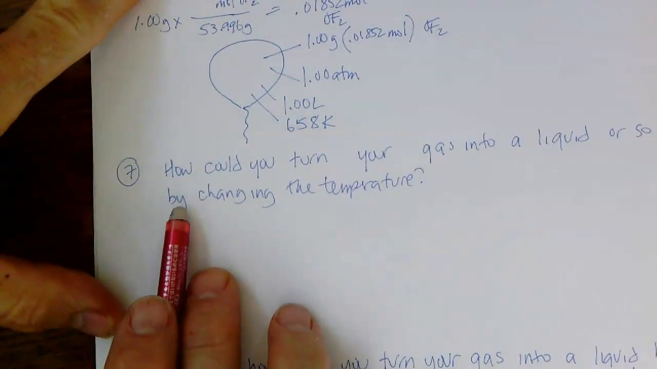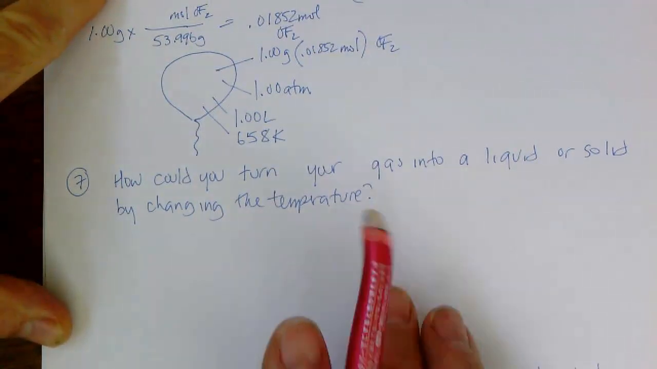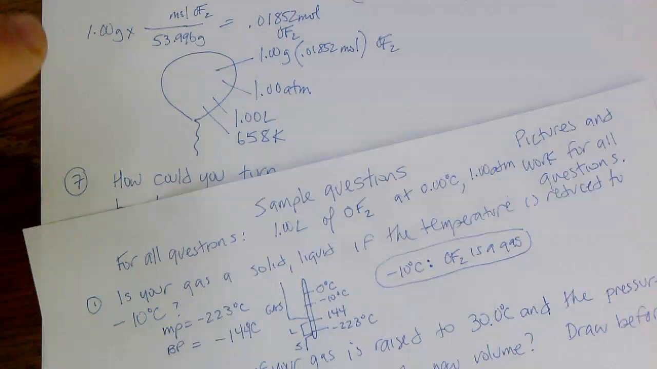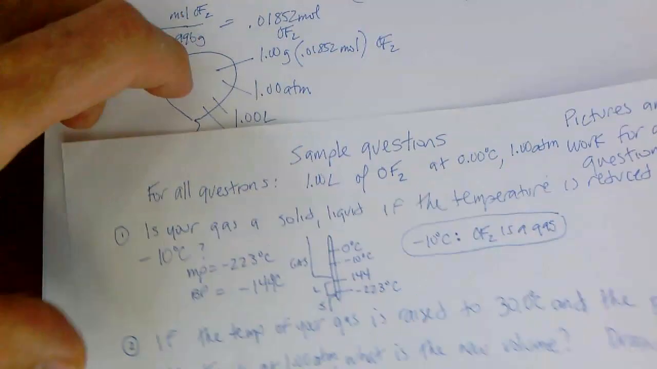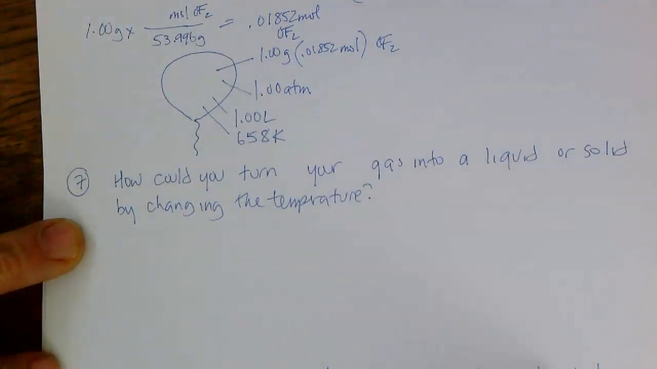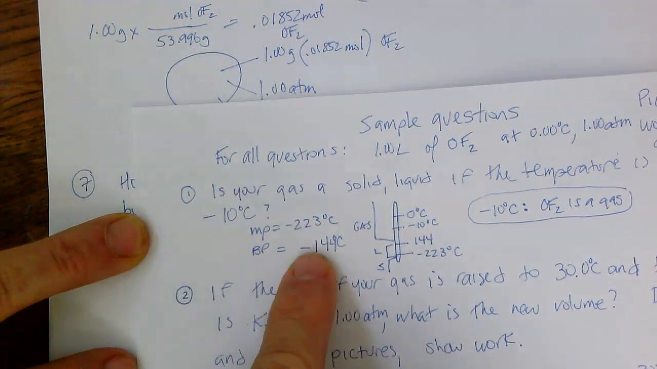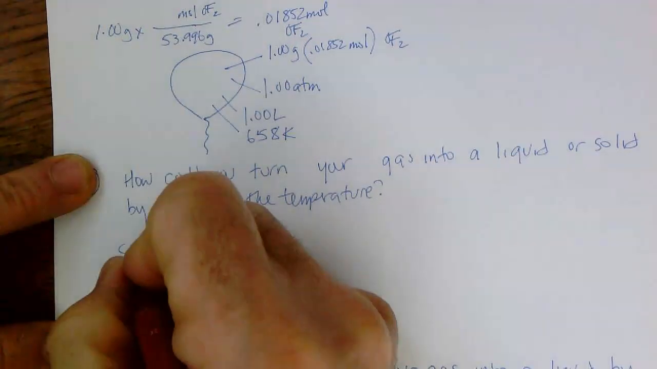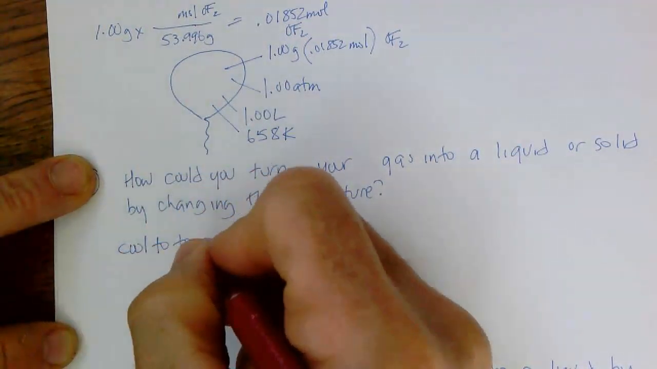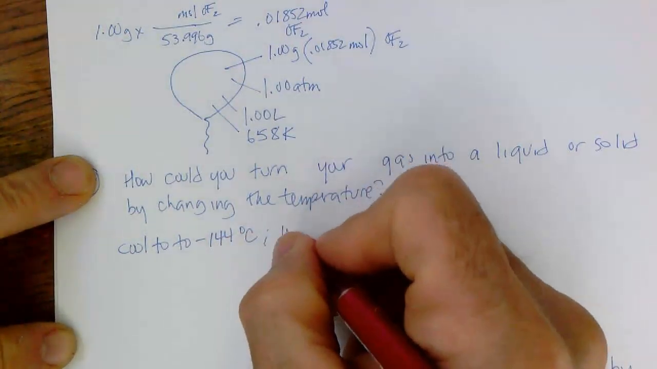Okay, the last question is, how could you turn your gas into a liquid or solid by changing the temperature? Well, we are at the initial conditions that were given initially. It's 1 atmosphere, 273 Kelvin, and we just want to turn it from a gas into a liquid or a solid. I guess we'll have to cool it down. I did look up these numbers. The melting point is minus 223. The boiling point is minus 144. So if we cool it to minus 144 degrees Celsius, we'll turn to a liquid.